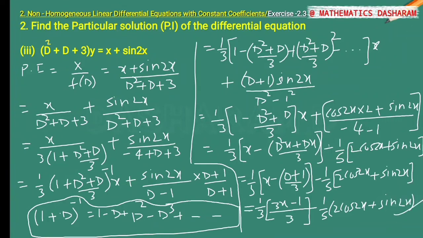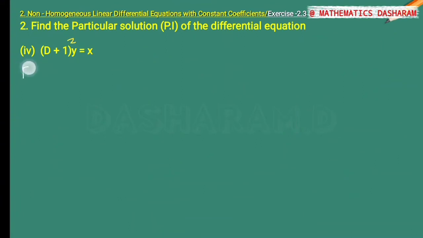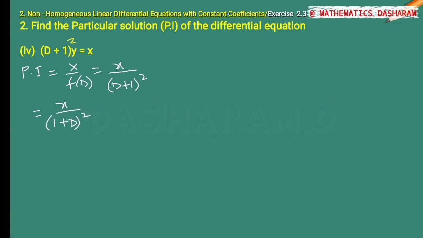Fourth question, D plus 1 whole square into y equals x. So the particular integral is x divided by f of D. So x by f of D, value D plus 1 whole square. So x by D plus 1 whole square can be written as 1 plus D whole power minus 2 equals x.